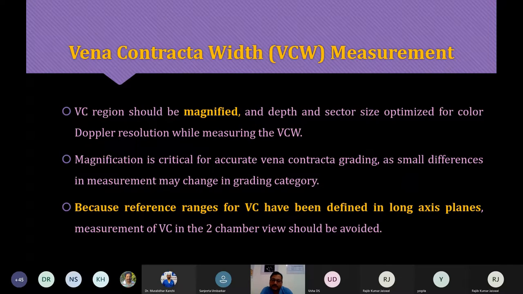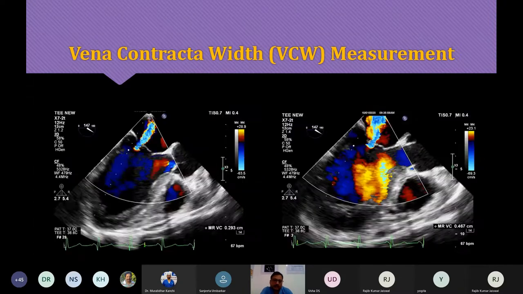Because the reference range for VC has been defined in the long axis plane, long axis planes are used rather than two chamber planes. So this is the mid-esophageal long axis view of a patient suffering from ischemic MR. And if you can see, when I zoom in on the vena contracta region, we get a vena contracta of 0.467, and previously we were getting only 0.29. So zooming is important when we are dealing with the measurement of the vena contracta.